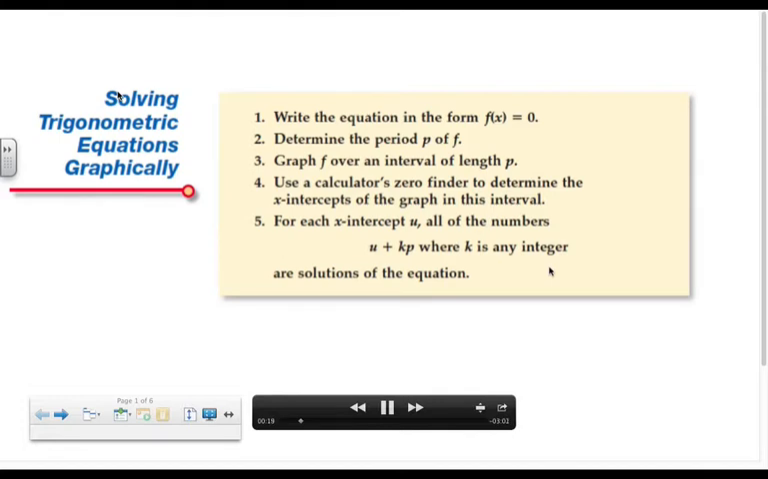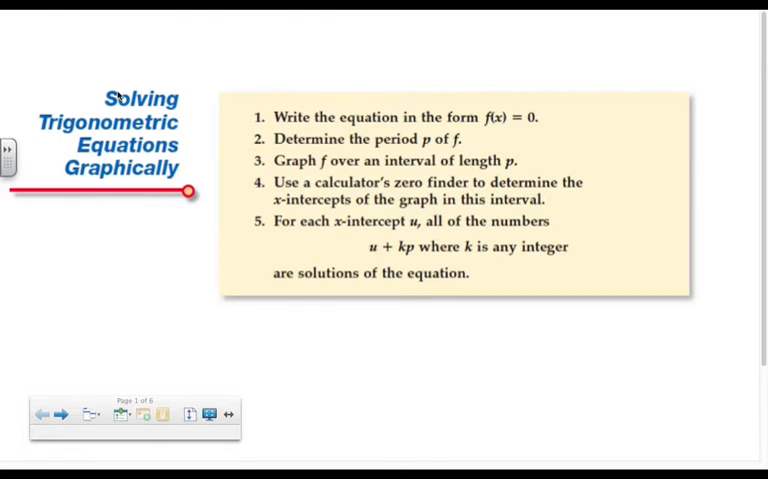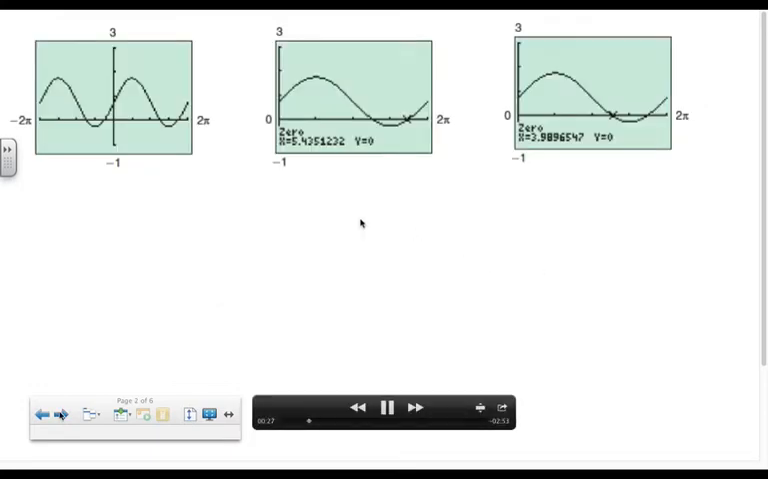As long as you can use your graphing calculator to find x-intercepts, you'll be just fine. This is just a screenshot of a graphing calculator. You're looking for these zeros, these points where the graph crosses the x-axis. You notice the 0 here. This is what your graphing calculator will do for you. If you can't remember how to do this, I wrote it down here.